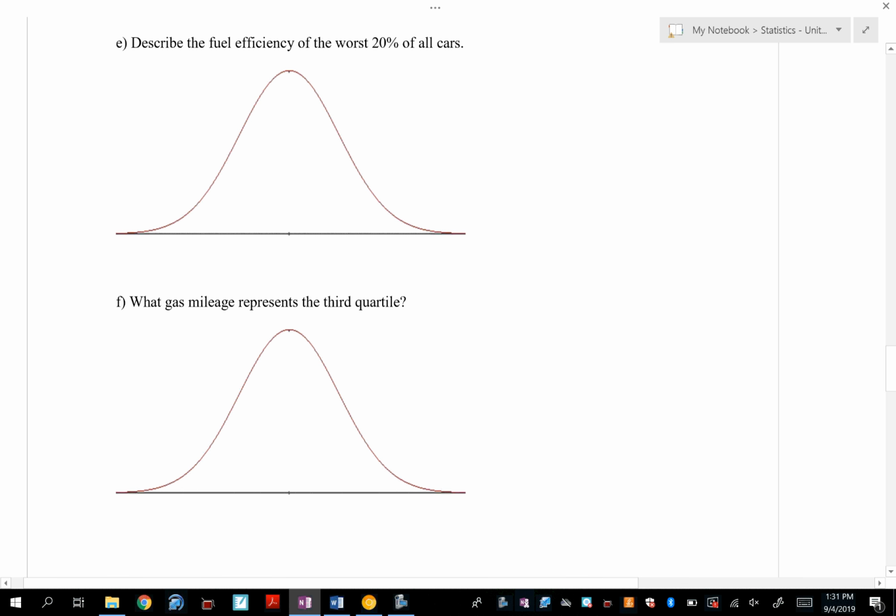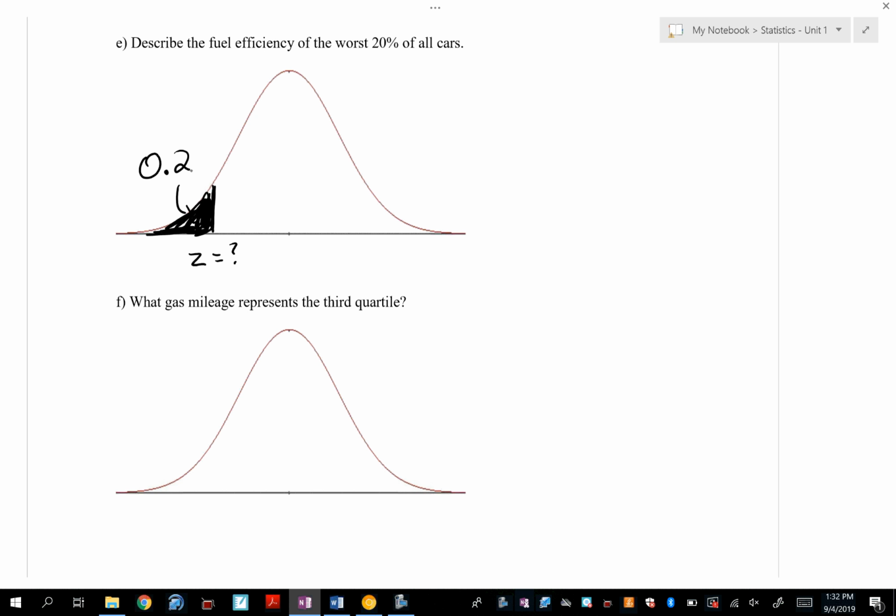I want to do E. Let's do E. Describe the fuel efficiency of the worst 20% of all cars. Okay? So the worst 20% is going to be somewhere down here. I don't know what the Z-score is, but how much area is shaded down here? 20%. So what is that as a decimal? 0.2. All right? Now the other link that I emailed you is going to allow us to find that Z-score.